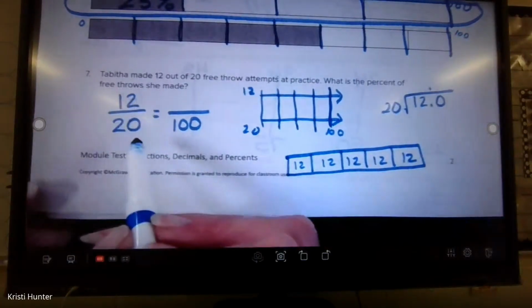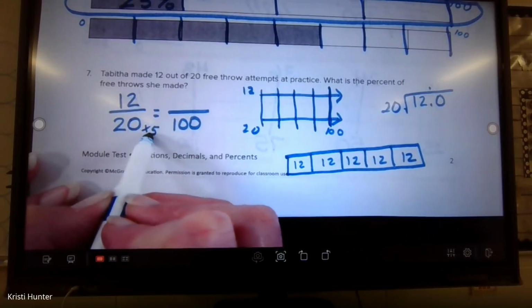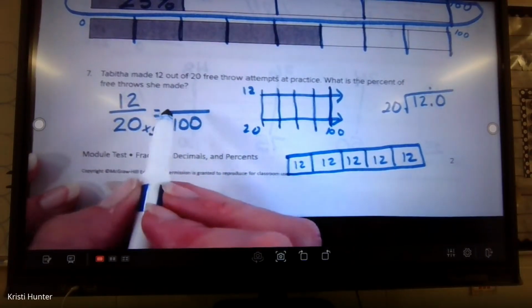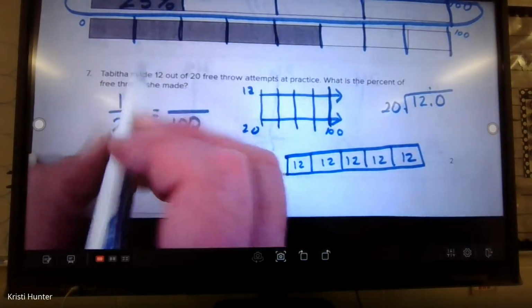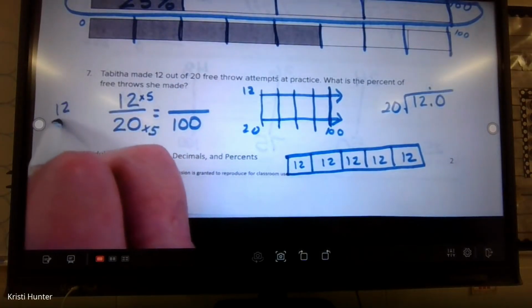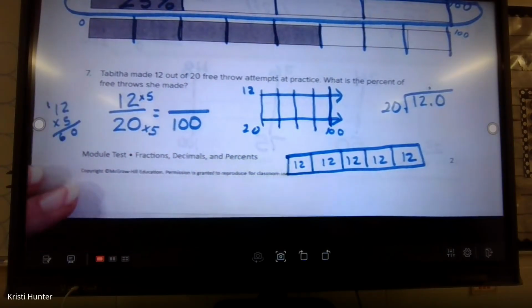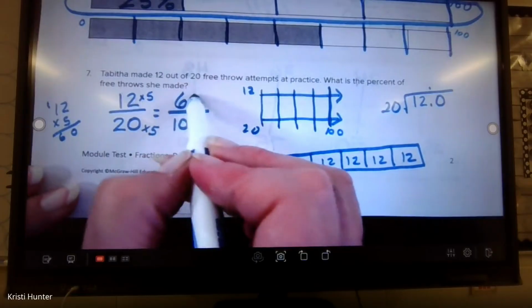So let's start with this one. To get from 20 to 100, I need 5 20s. 20, 40, 60, 80, 100. So that means I'm going to have to multiply 12 times 5, because remember, whatever we do to the top, we've got to do to the bottom, and I get 60.